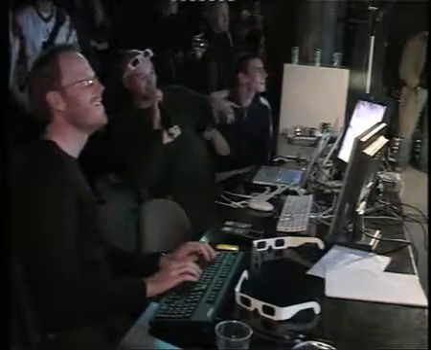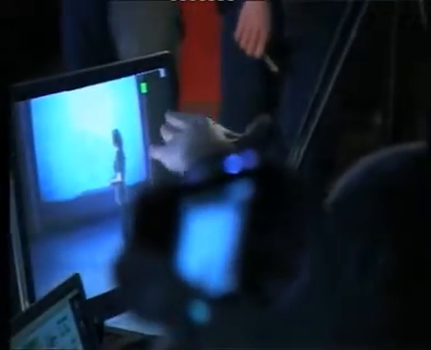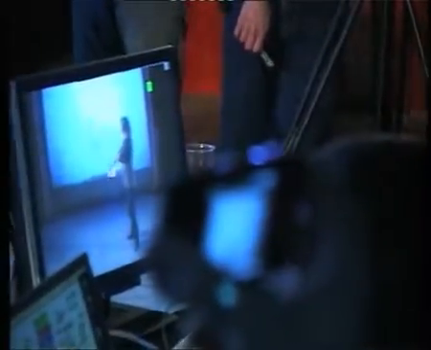Then the coordinates are translated to the 3D space where Carla is walking. So if she goes back toward the screen, that's the Z axis of the space, what you saw when she walked through the space itself.